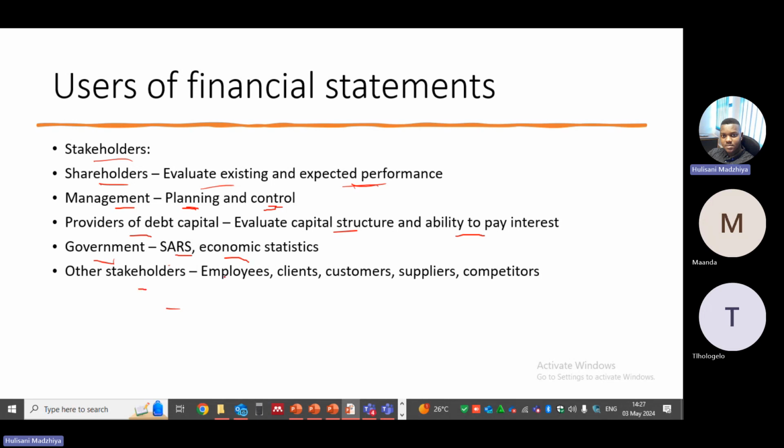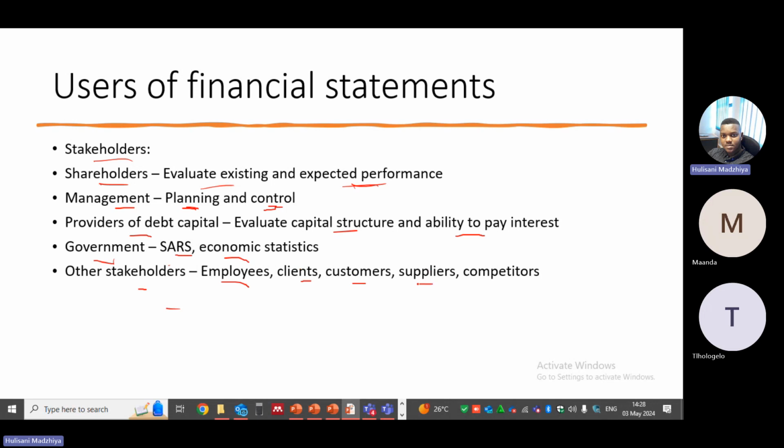Other stakeholders include employees. Employees and the union use the financial statements to bargain for salary increases. Then clients who are interested in the business would like to see if the business that they support will continue to exist in the next few years. So those are the clients, and they will evaluate the company's financial statements. Customers as well will do the same as the clients.